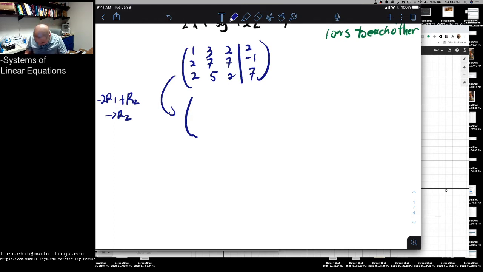So I get 1, 3, 2, 2, and -2 times the first row plus the second row gives me 0. -2 times 3 is -6, plus 7 is 1. -2 times 2 is -4, plus 7 is 3. -2 times 2 is -4, plus -1 is -5. And I didn't do anything to the first row.